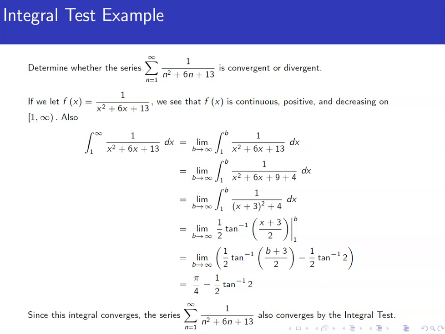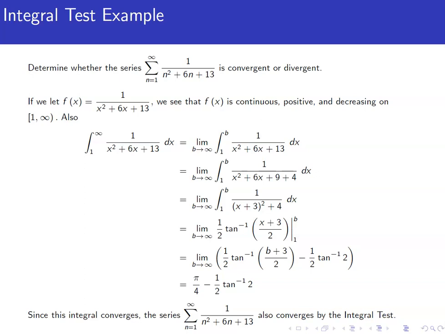In this example, we're going to do a more complicated problem involving the integral test. So we're asked to determine whether the series n equals 1 to infinity of 1 over n squared plus 6n plus 13 is convergent or divergent. To be able to apply the integral test, we need to identify a function that we're going to integrate, and then make sure that that function is eventually continuous, positive, and decreasing.